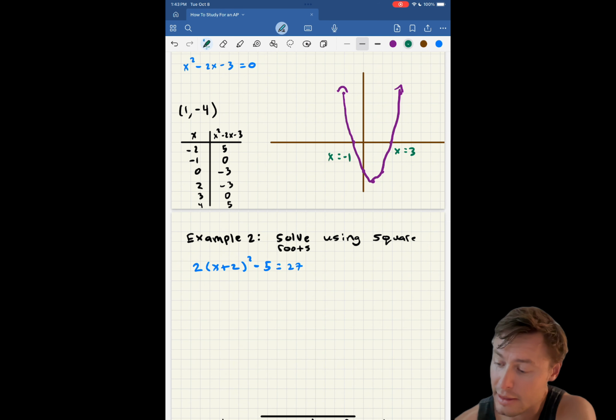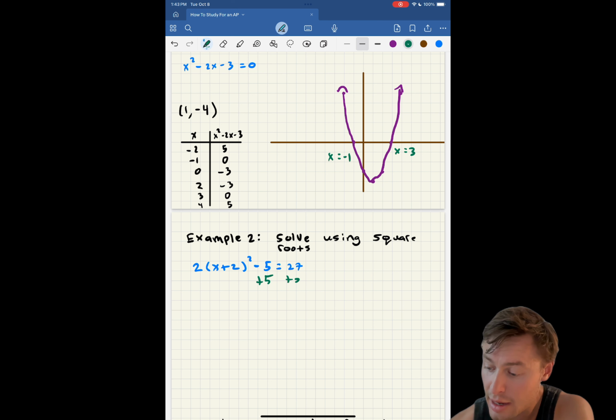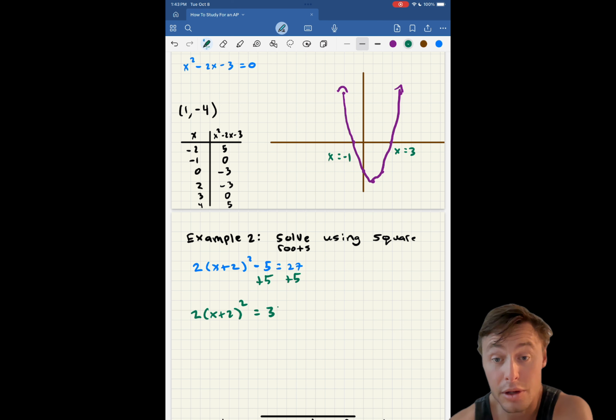All right, so starting with this, I'm going to add 5 to both sides of the equation. Plus 5, I get 2 times (x plus 2) quantity squared equals 32.